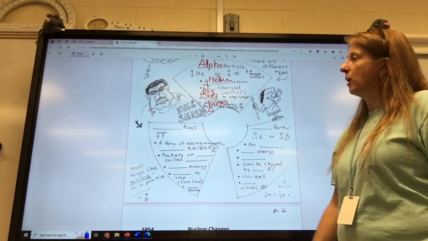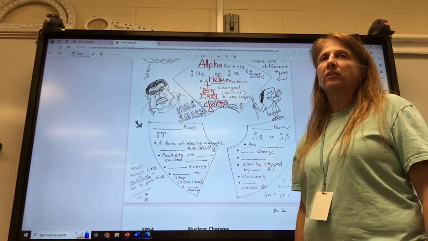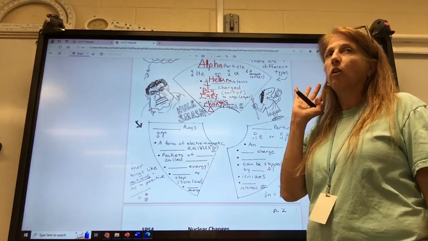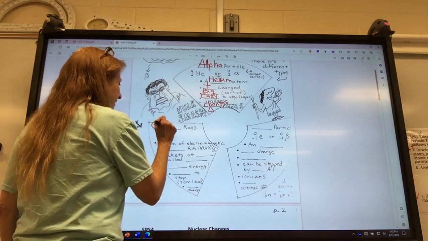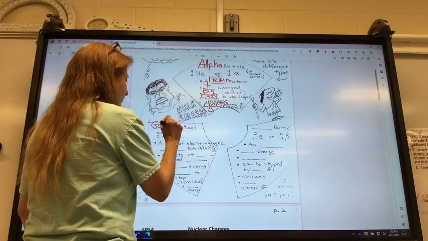Okay, now we've already talked about Hulk. What makes a Hulk? What kind of rays? Gamma. So our next one is gamma. So you had some prior knowledge, some scaffolding.